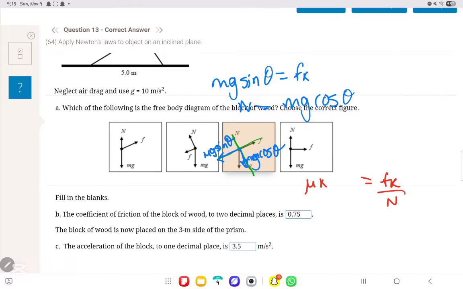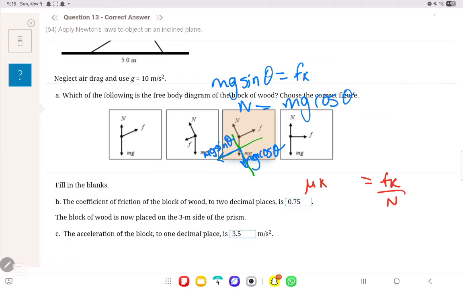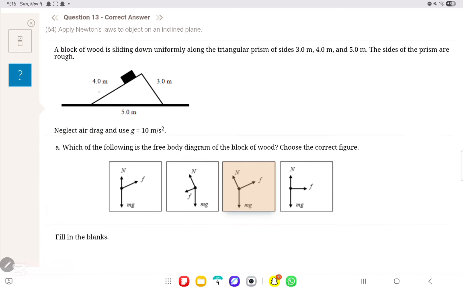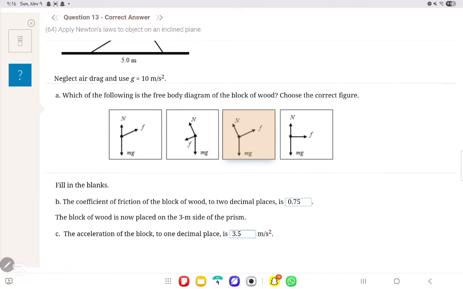Now, how do we find the value of theta? Actually, let's solve it all and then we will find the value of theta. In order to solve it, mu k is fk over n. So it's going to be mg sine theta over mg cosine theta. This and this cancel out and we're left with sine theta over cosine theta, which is tangent theta. So we need to find the value of tangent theta. Tangent theta is opposite over adjacent, so it's 3 over 4, which is 0.75. This is the value of mu k.